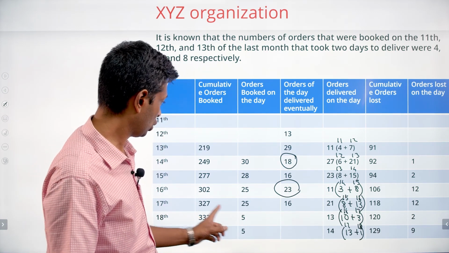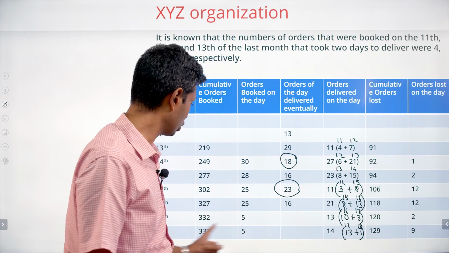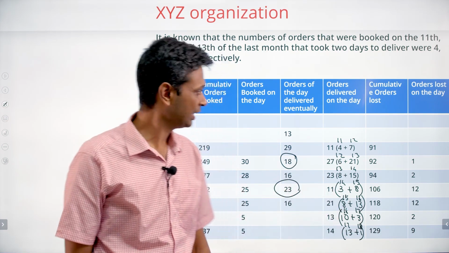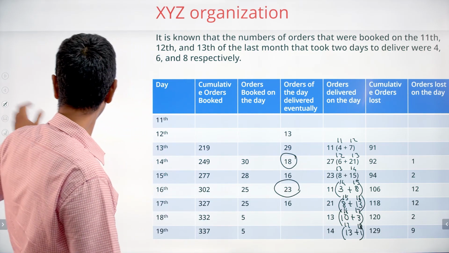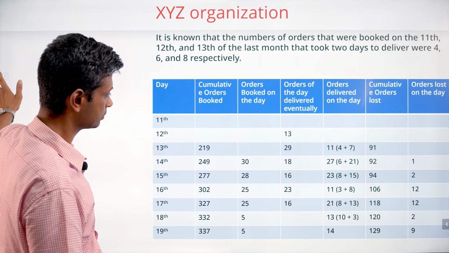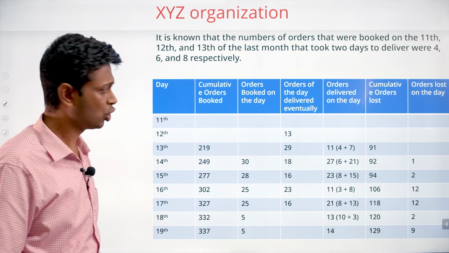So 17th orders, 13 of them, 18th orders, 1 would have been delivered. Okay. Lovely. So we fill this out. We fill this out as much as possible. Let's see those numbers as well. Okay. So far so good.